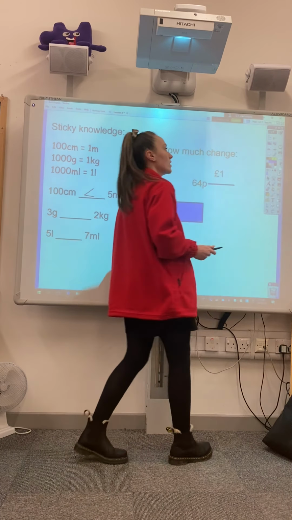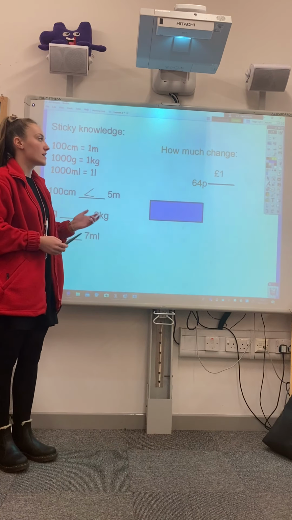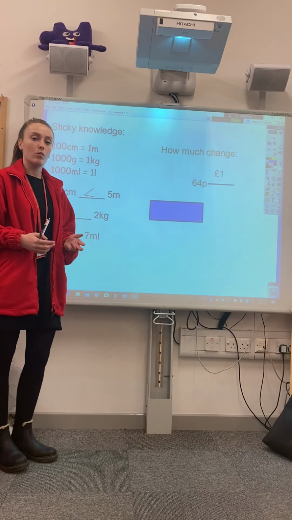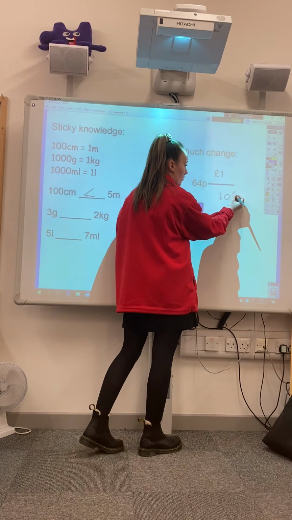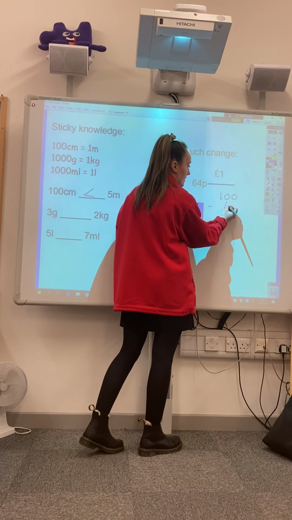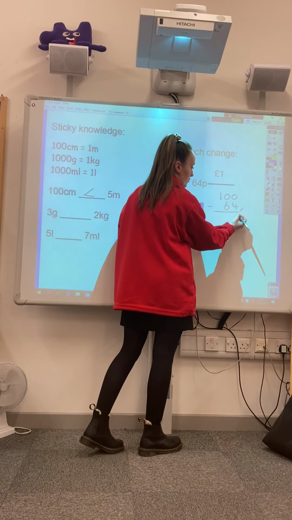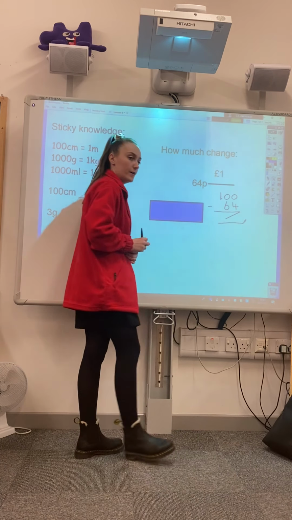Okay, and then we've got a similar question from the big math sheet where it says how much change from £1. Now we know that in £1 we have 100p, so we can put 100 take away 64, and you can use column subtraction to help you do that.